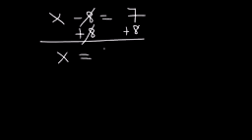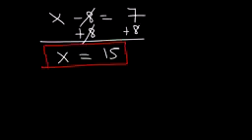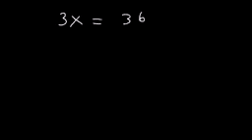7 plus 8 is 15. And so that's the value of x. Now what if we have this? 3x is equal to 36. How can we find the value of x?